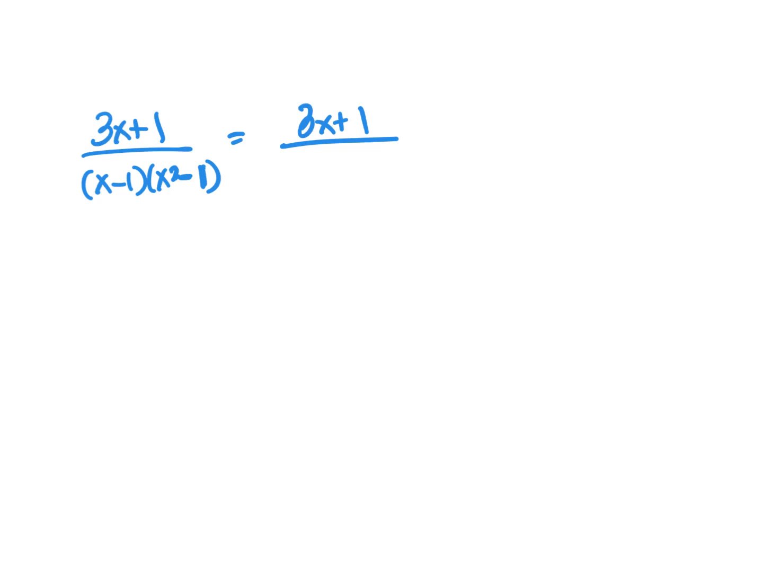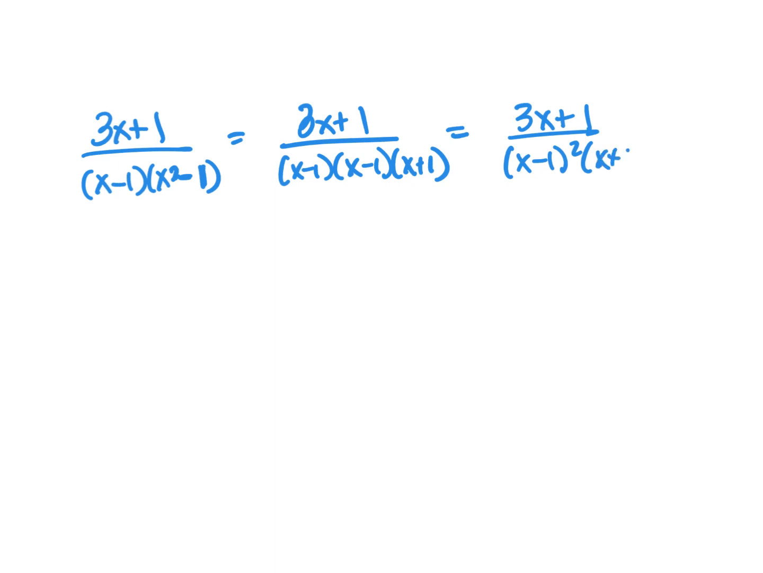Yeah, this is a difference of 2 squares, right? So doesn't this factor even more? What did that factor into? X minus 1, x plus 1. So really, this is 3x plus 1 over x minus 1 squared times x plus 1.